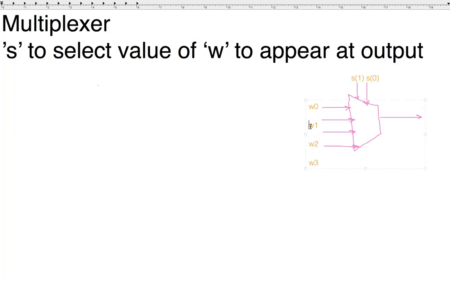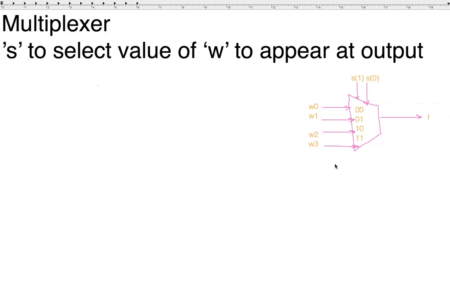Okay, so those are our inputs, and our output here is going to be F. It selects one of these through the select code. If it selects 0, 0, that's going to be W0. If select is set to 0, 1, it's going to select W1. If it's set to 1, 0, it's going to select W2. And if it's set to 1, 1, it's going to be W3. So that's how our multiplexer works.